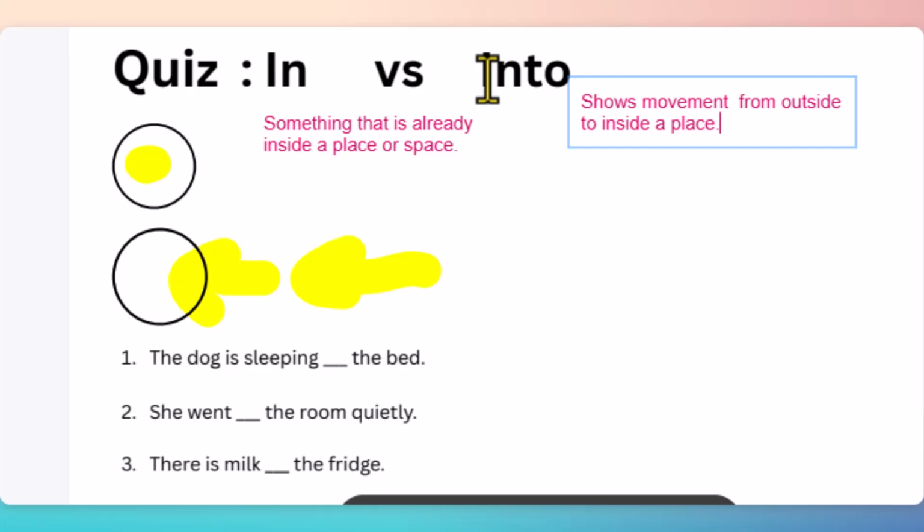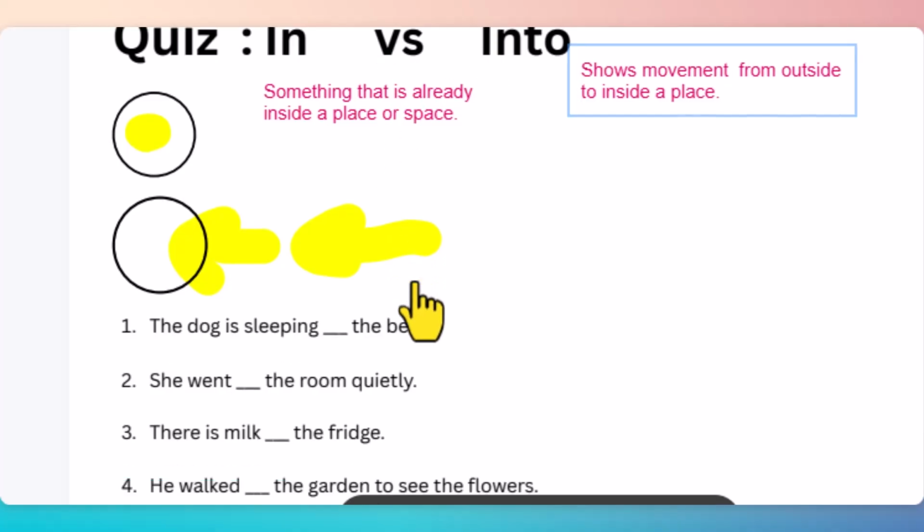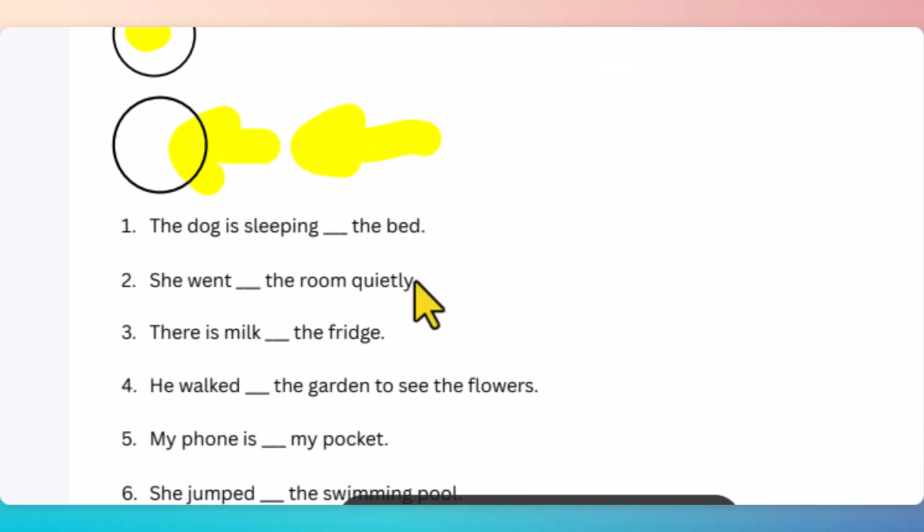Now, let us look at examples. So we would say he jumped into the pool. So he was outside the swimming pool and he jumped into the pool. Example number 2, she walked into the room. So she was outside and now she has walked into the room.